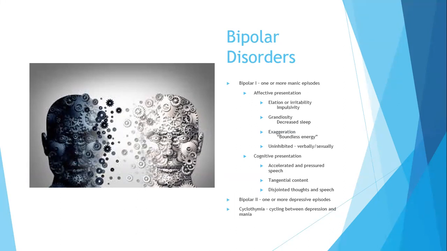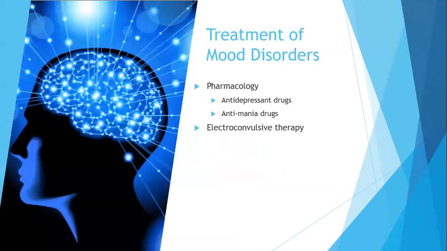Bipolar 2, like I said, goes from the middle down to depressive. And then cyclothymia is cycling between depression and mania. They're all treated with similar medications. It is very interesting to work with people, and I always like to hear what people are going through and try to meet them where they are. It's not always easy. Sometimes they're in a place that you just can't go. So, mood disorders are generally treated pharmacologically with antidepressant drugs or anti-mania drugs if applicable.